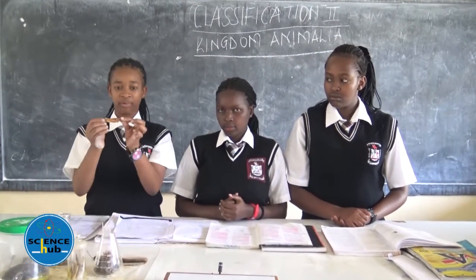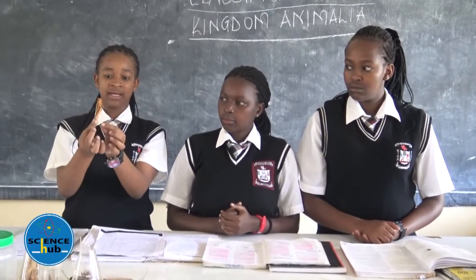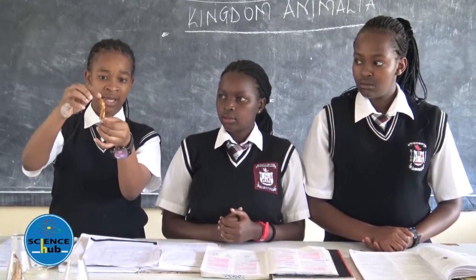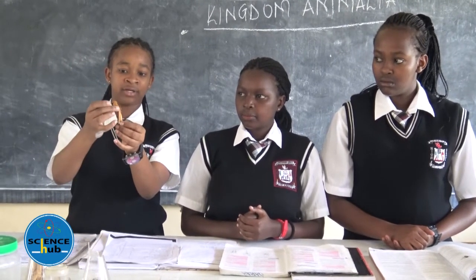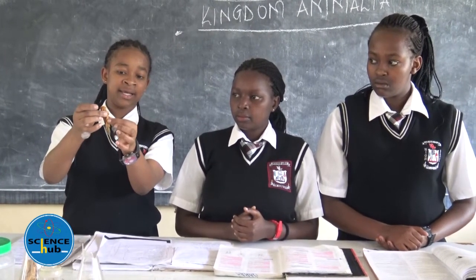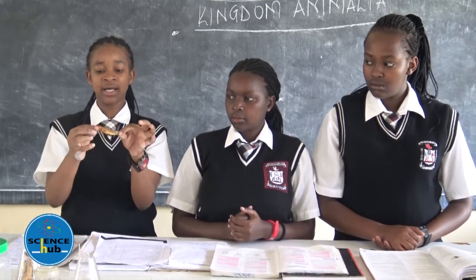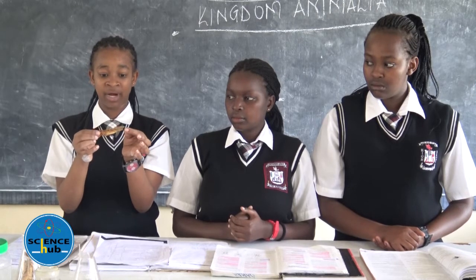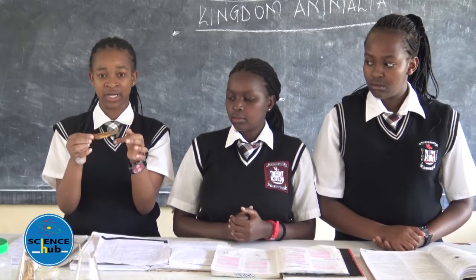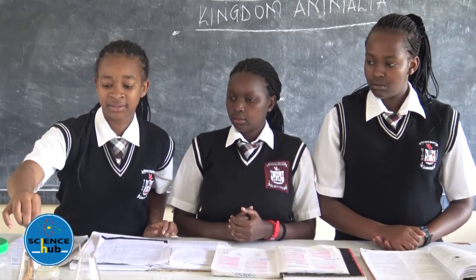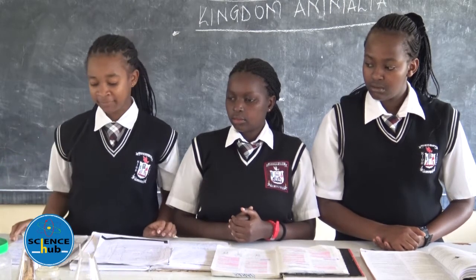We have an example of this grasshopper. As you can see, this is the head, and then we have the thorax here, and the abdomen. As we said, we are discussing phylum Arthropoda. This grasshopper does not have a backbone, which makes it fit into the phylum Arthropoda.